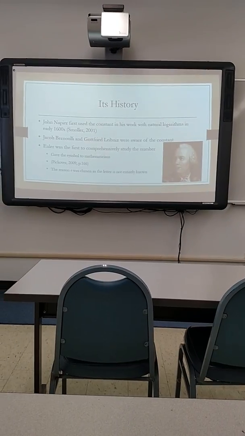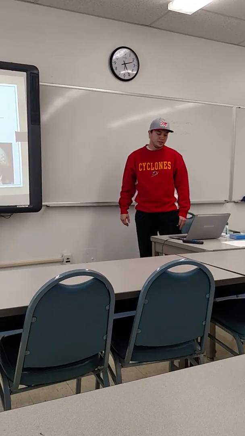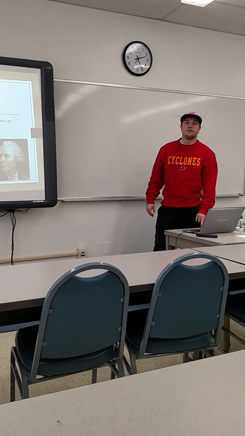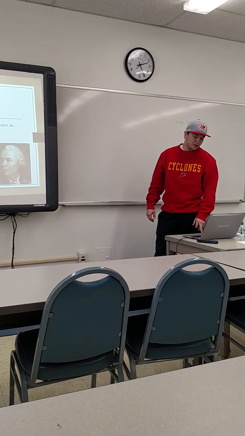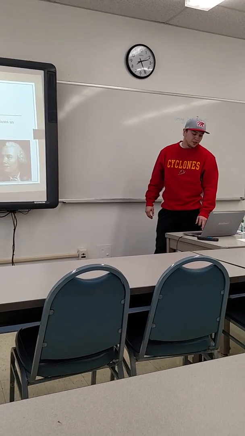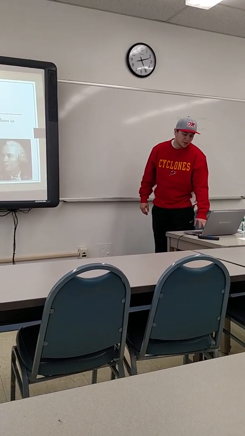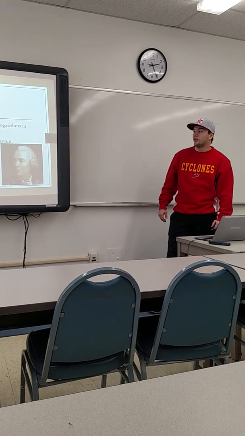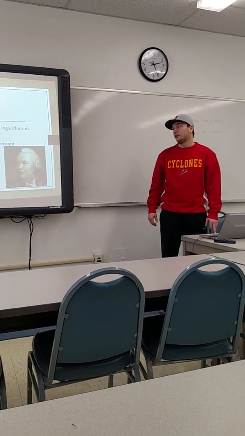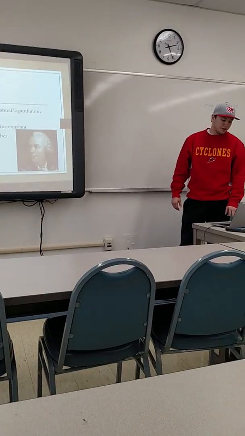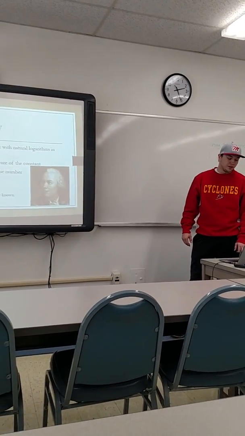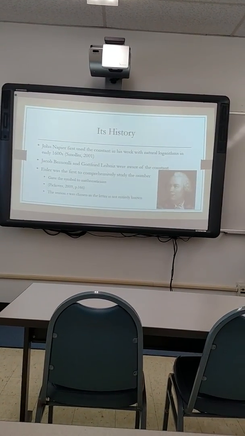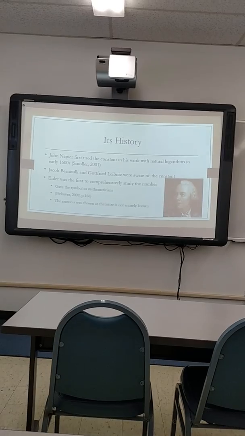So its history. A lady from the University of Little Rock in Arkansas says that John Napier first used a constant in his work with natural logs back in the early 1600s. And then Jacob Bernoulli and Gottfried Leibniz were also aware of the constant, but Euler was the first to comprehensively study the number and call it by its symbol that we now know today as e.